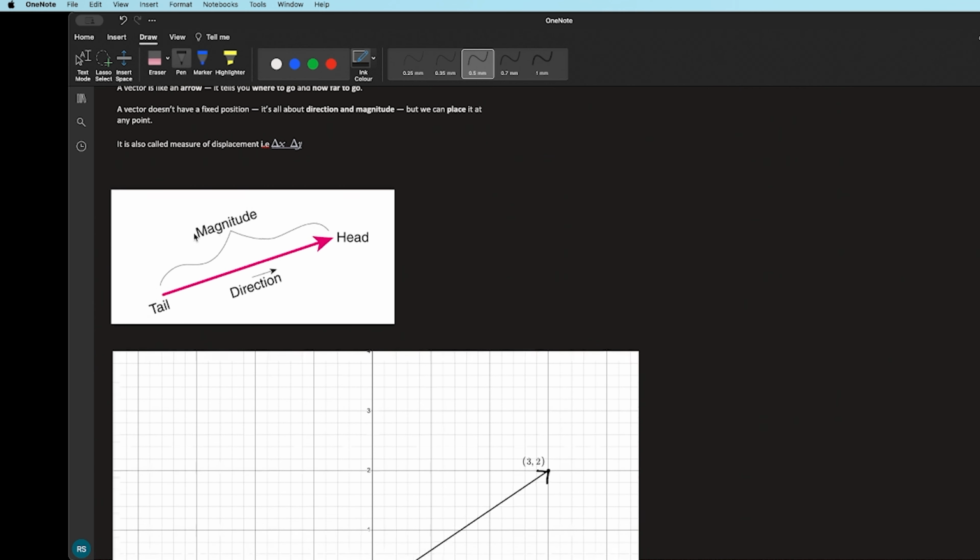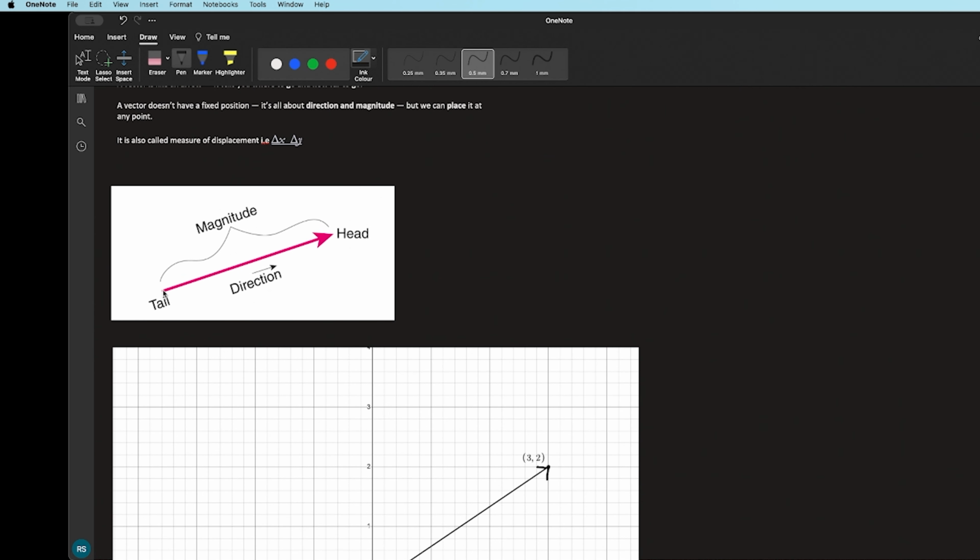Coming to this image, you can see there is a line having an arrow on the end. This line with the arrow is called the vector. And what does this arrow represent? This arrow represents the direction. The starting point here is called the tail, and the ending point, this arrow, is called the head. The tail is also called the initial point, and the ending point is also called the terminal point. And here, the whole length of the vector is called the magnitude.